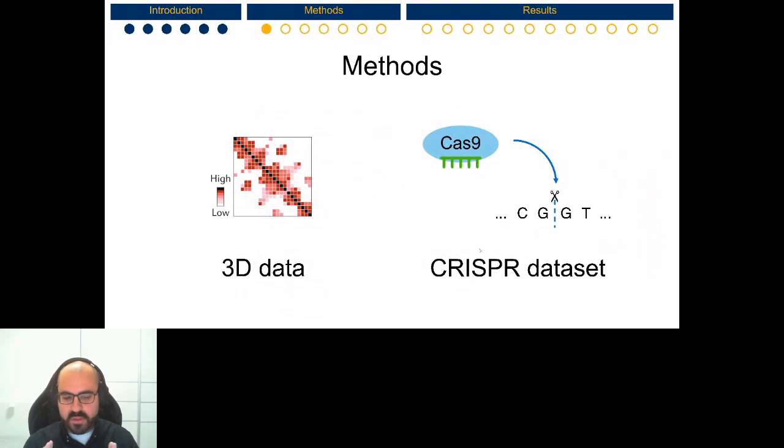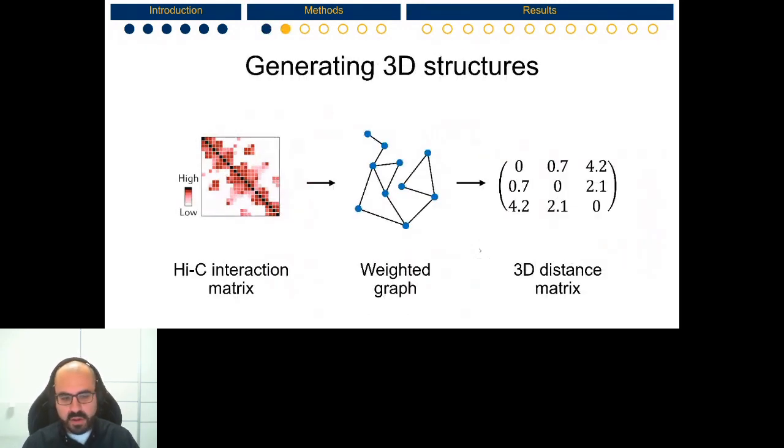Well, first, we needed two types of data. First, 3D data in order to generate the features, and empirical measurements of CRISPR efficiency to evaluate our features. And I'll go over each of these one by one, beginning with the 3D data. So this is the general flow of our data generation. We began with a Hi-C interaction matrix. We converted it into a weighted graph. And based on that graph, we estimated the pairwise 3D distance between chromosomal regions.